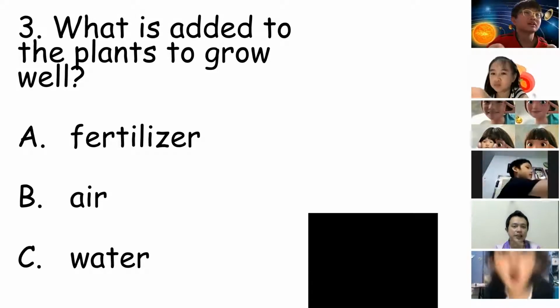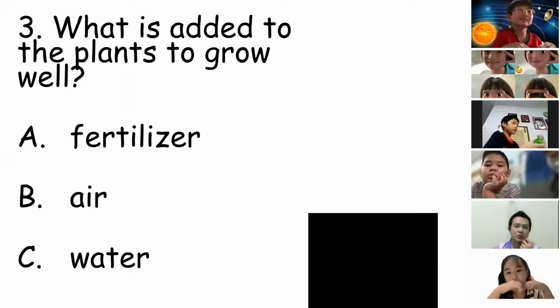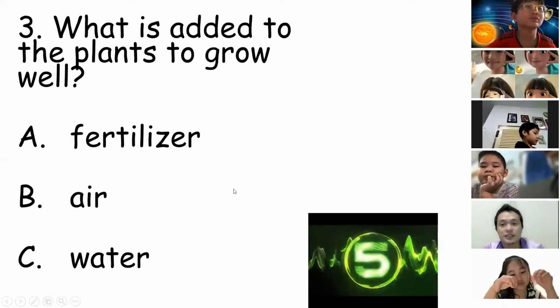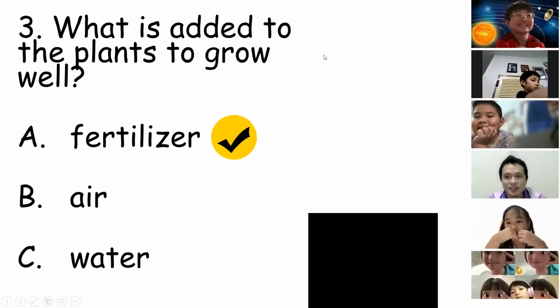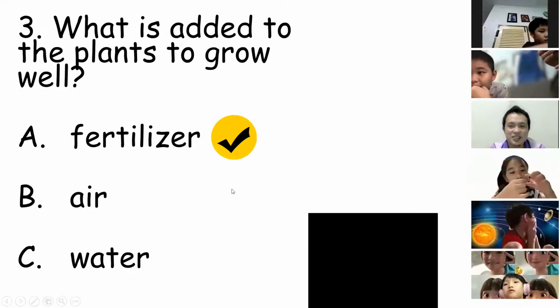Okay. Letter A, let's see. What is added to the plants to grow well? Your answer is A. Let's see. 5, 4, 3, 2, 1. And your answer is correct. Thank you. Your answer is correct, Oscar. So Oscar is so happy.